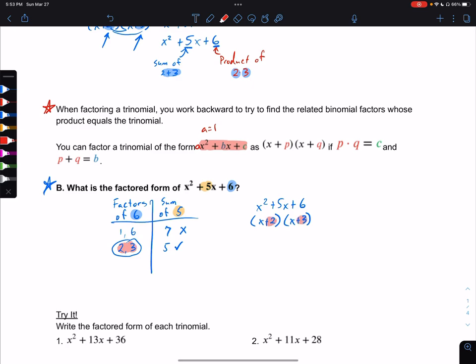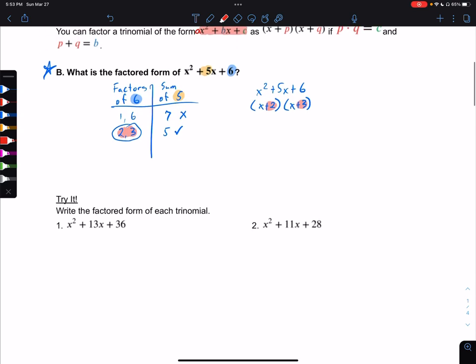Now, later on, we'll get into some negatives and what to do if one of these values or both of these values are negative. But for now, the following practice problems are going to have only positive numbers for b and c, so you can look for factors of those.